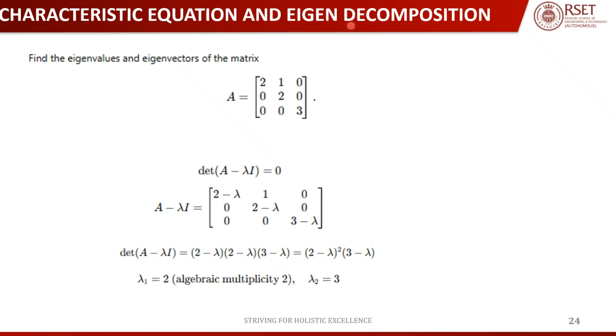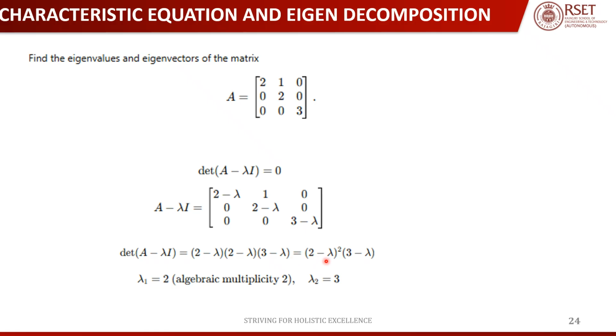Hi all, welcome back to the section on finding eigenvectors of a particular matrix. Let's try a different problem. Here we are given a 3 by 3 matrix and asked to find the eigenvalues and eigenvectors of the matrix. As mentioned in the previous classes, we find the determinant of A minus lambda I equal to 0 and get the characteristic equation.